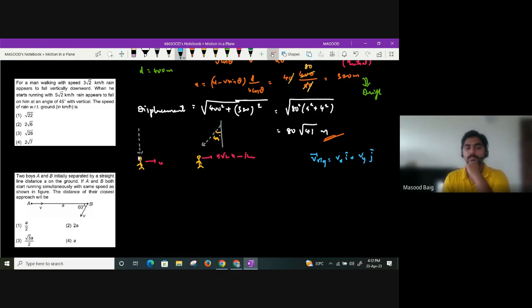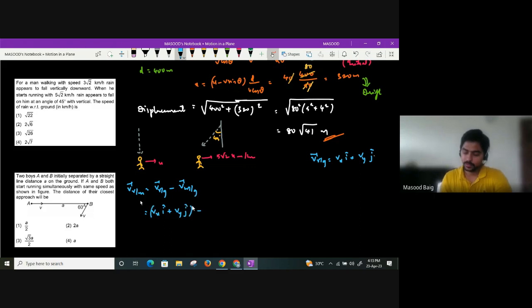Now you see, I want to find velocity of rain with respect to man. In first case, velocity of rain with respect to man will be velocity of rain with respect to ground minus velocity of man with respect to ground. Yes or no? Now, how is rain falling? It is falling vertically. So what I can write here, Vx i cap plus Vy j cap.